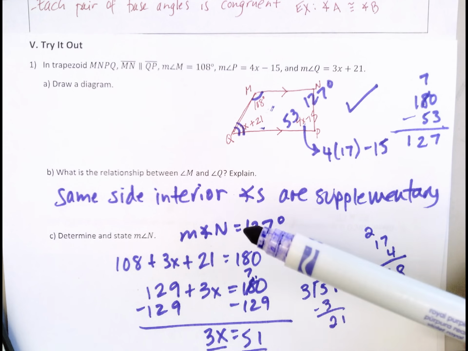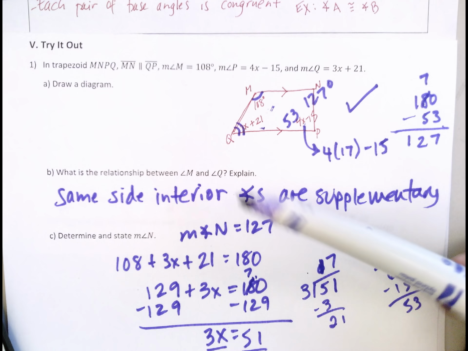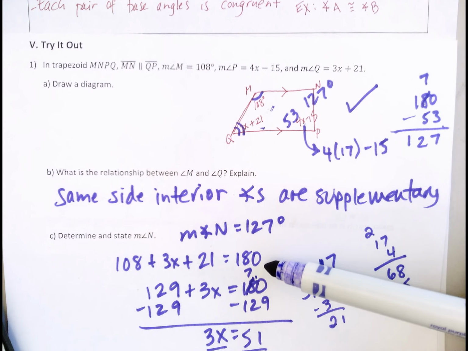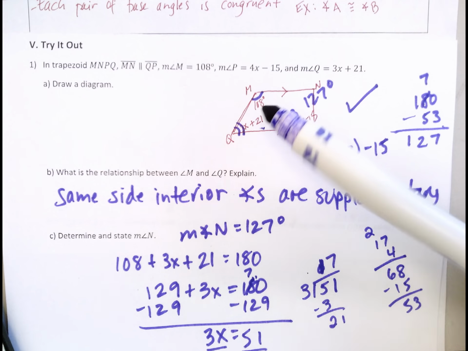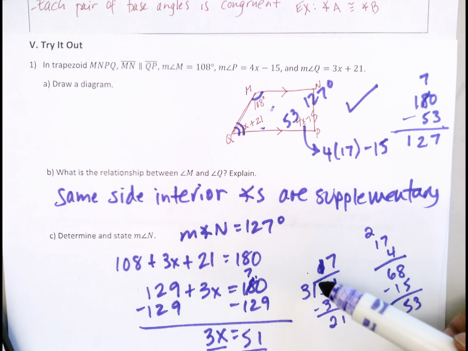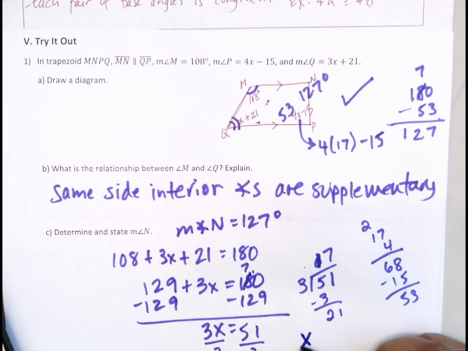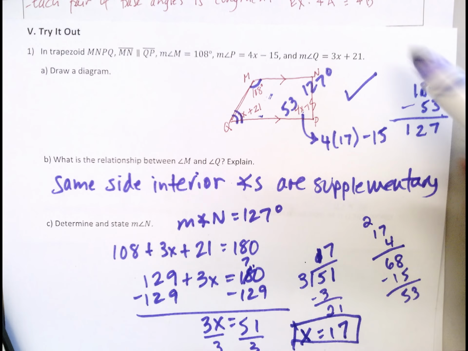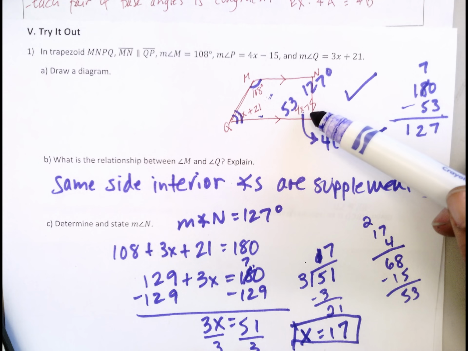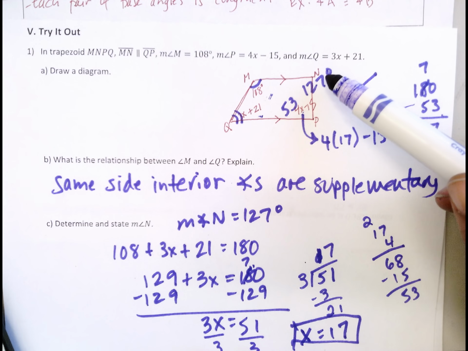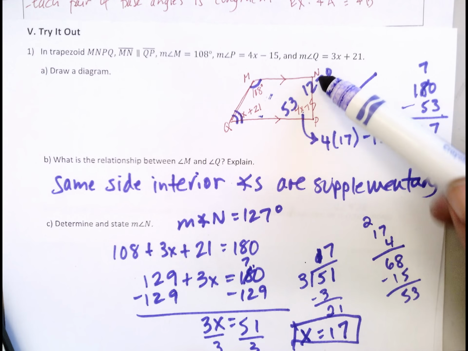In order to find N, we have to know what X is. We solve for X by taking these two angles and adding them up and making them equal to 180 because they're supplementary. Once we did that, we came up with an equation that solved for X, and for X we got 17. So X is equal to 17. Then we plugged that 17 back into this angle here, and we got 53. To figure out what N is, we would have to subtract 53 from 180 because these are supplementary.